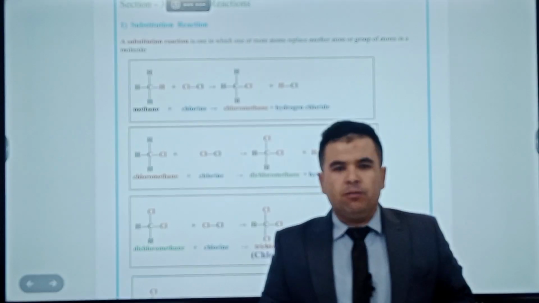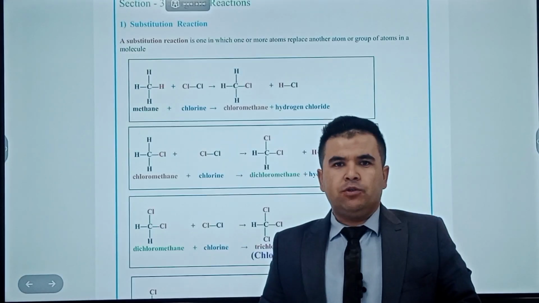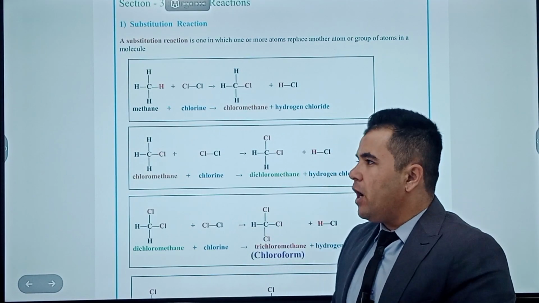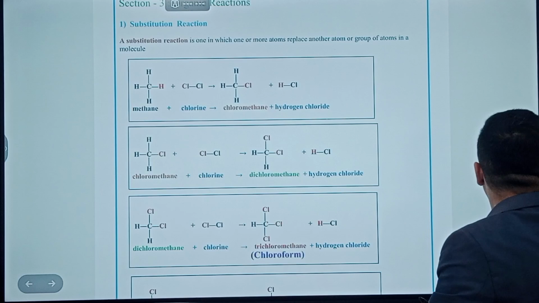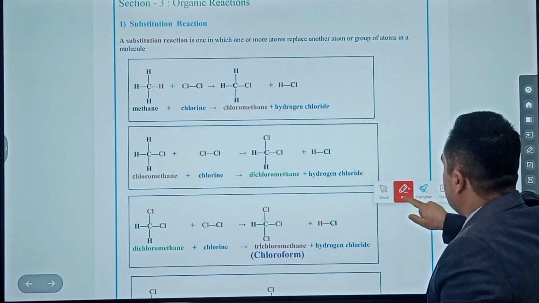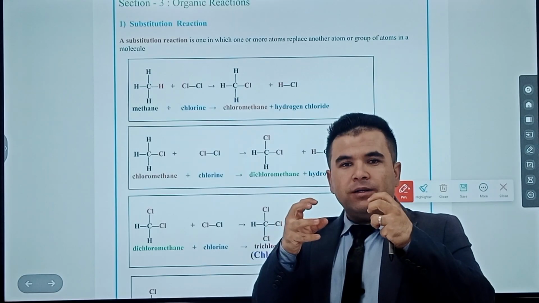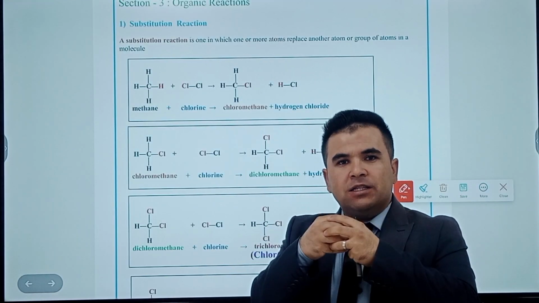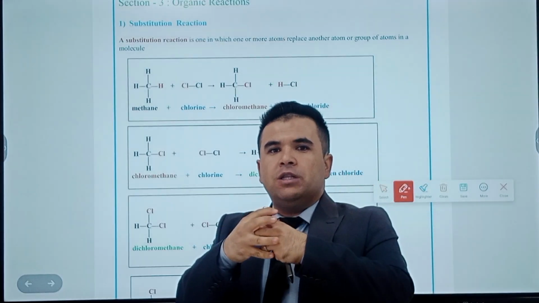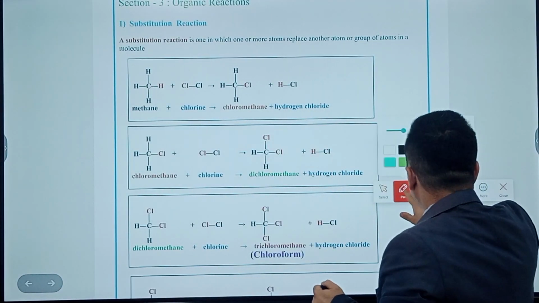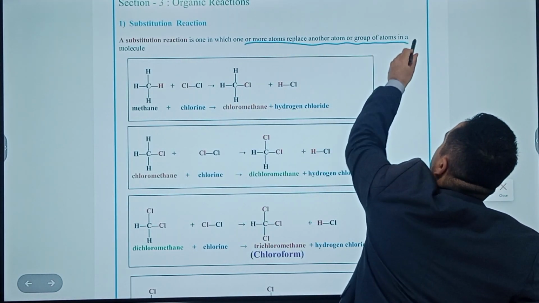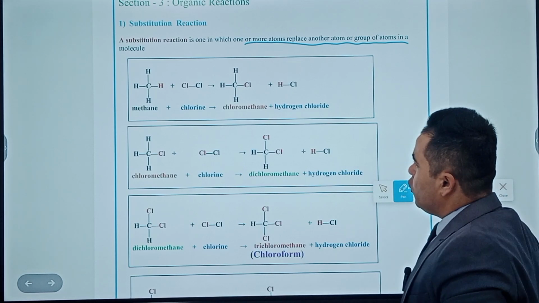In this session we'll be talking about section 3 of chapter 10, which is about the types of reaction. We have got 4 types of reaction. Let us talk about the first type, which is the substitution reaction, guys. The substitution reaction refers to when two molecules react with each other and produce two other molecules in the product by substituting the atom or atoms between each other, in which one or more atoms replace another atom or group of atoms in the molecule.